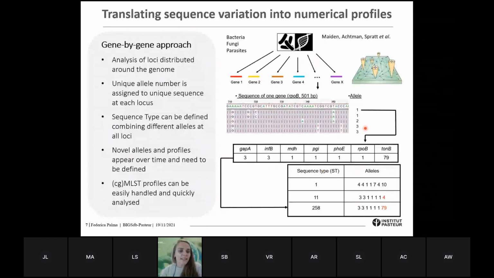that is really easier to compute and more scalable compared to other approaches. And another advantage of this approach is that novel allele profiles, when they appear, can be defined over time, and these profiles can be quickly handled and analyzed from a computational point of view.